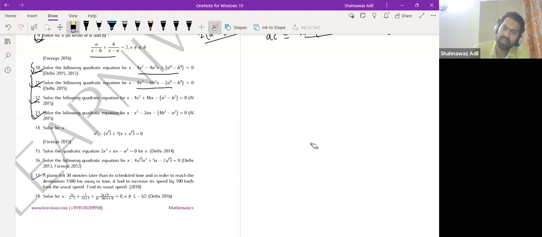So this was direct. We just have to break these two terms, right? So root 3x plus x. That was the answer, right, guys?